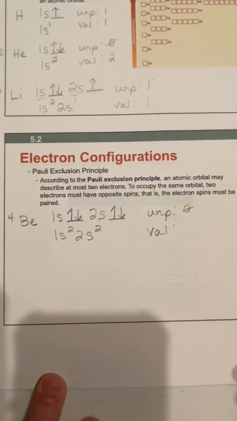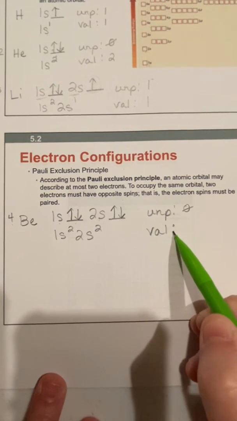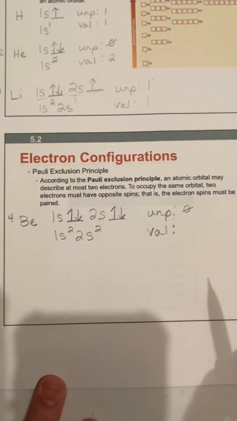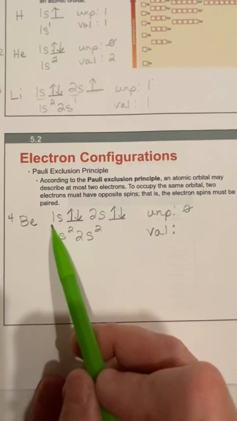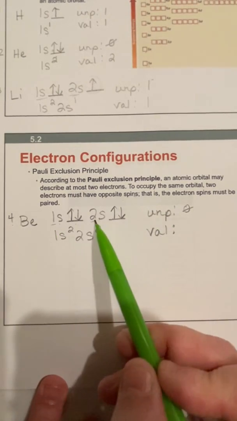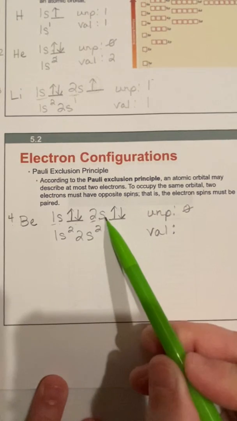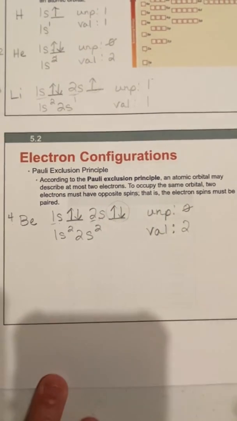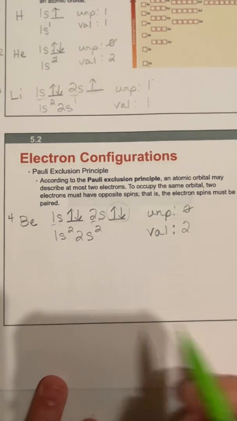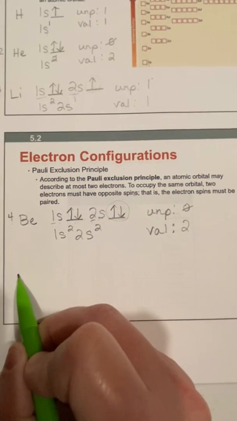You're always going to have an answer for valence, and it's always going to be a number between 1 and 8, just to kind of know that. You guys know valence electrons, but when you're looking at this, level 1 is not my highest level. Level 2 is my highest level. And I have those electrons in a 2s orbital. So those right there are my valence electrons. There are 2.